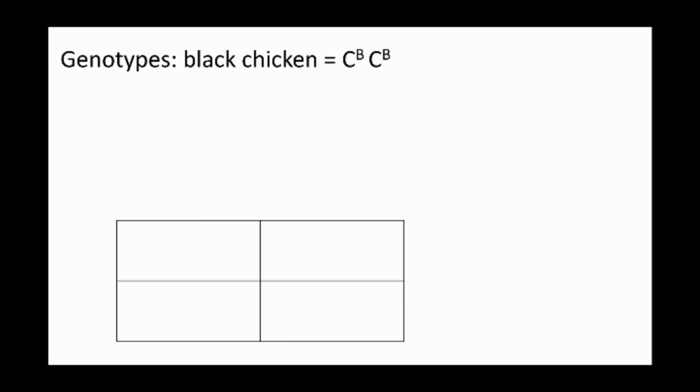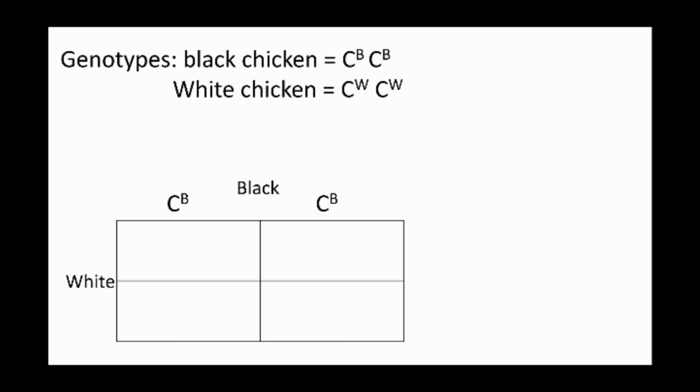Identifying first the genotypes of the two parents, for the black chicken, its genotype is CB CB. Then for the white chicken, its genotype is CW CW. Next is getting the gametes. For the black chicken, the gametes are CB and CB. Then for the white chicken, we have CW and CW.